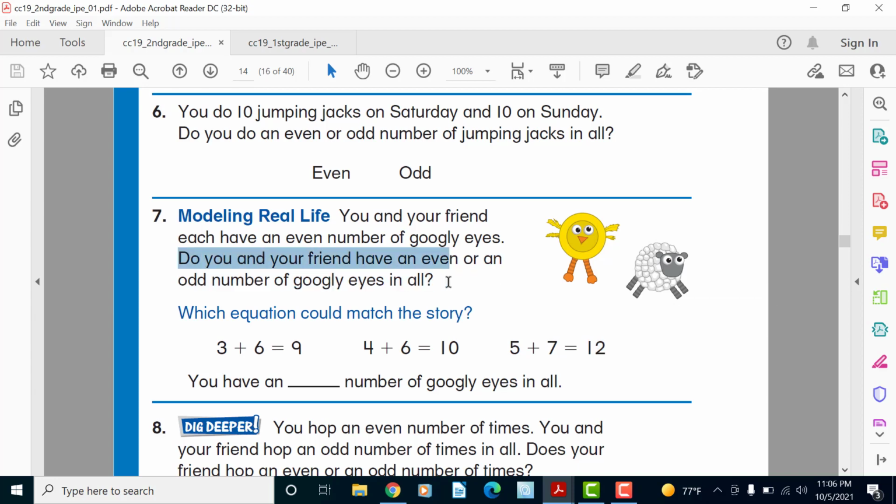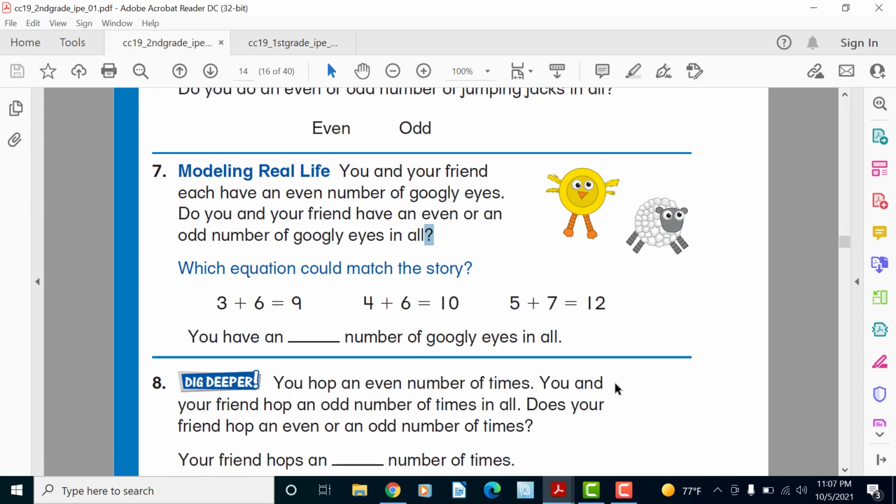Let's come back to the question. Do you and your friend have an even or an odd number of googly eyes in all? See, here's our question mark. That clues us in. This is our question. So we're not answering with a number. This says you have a blank. So you're going to put an even or an odd number of googly eyes in all.